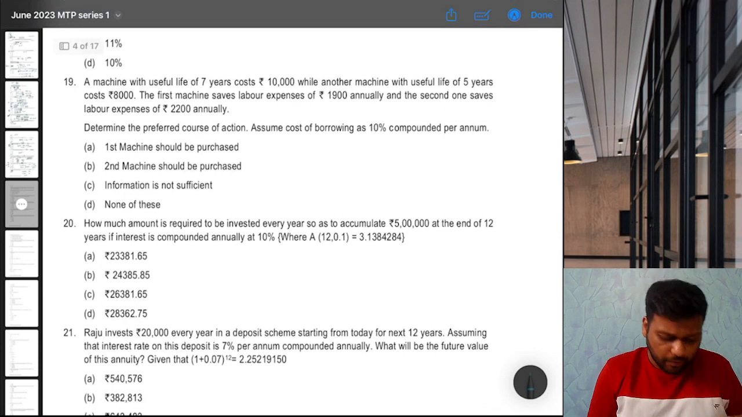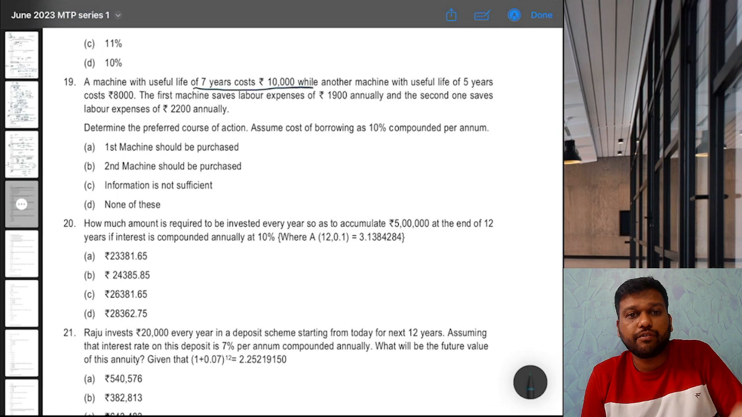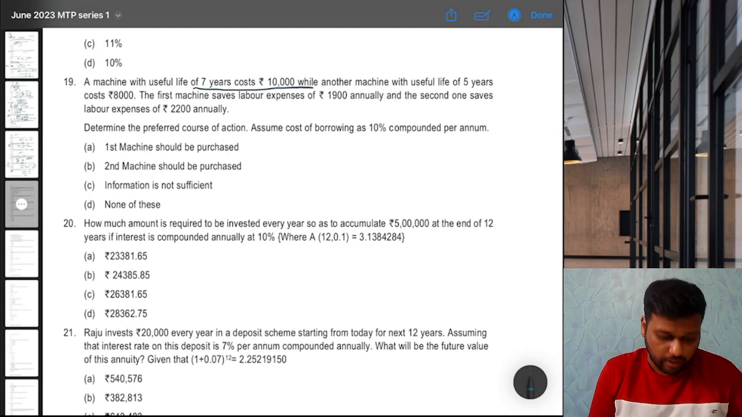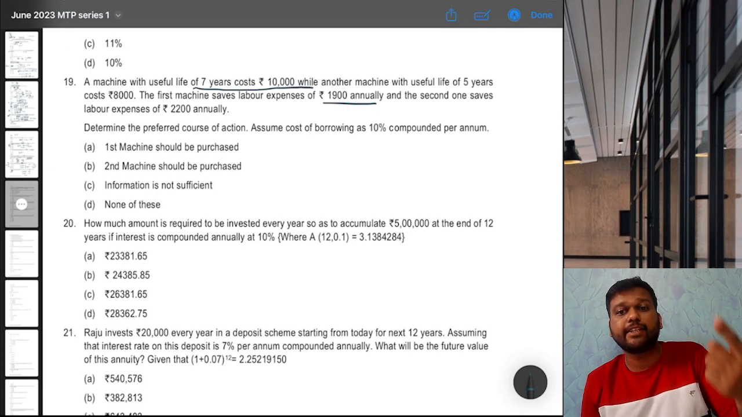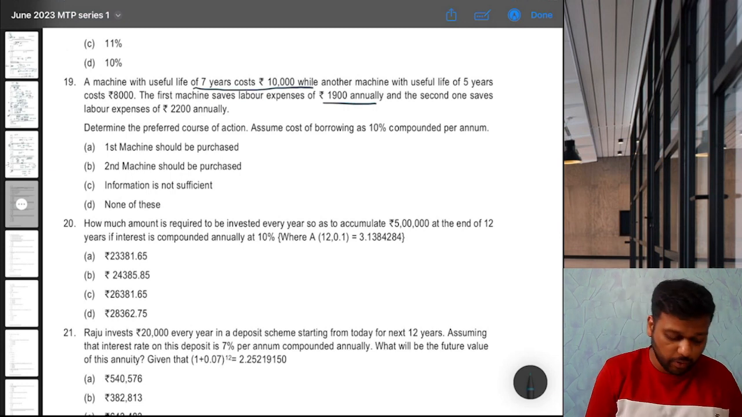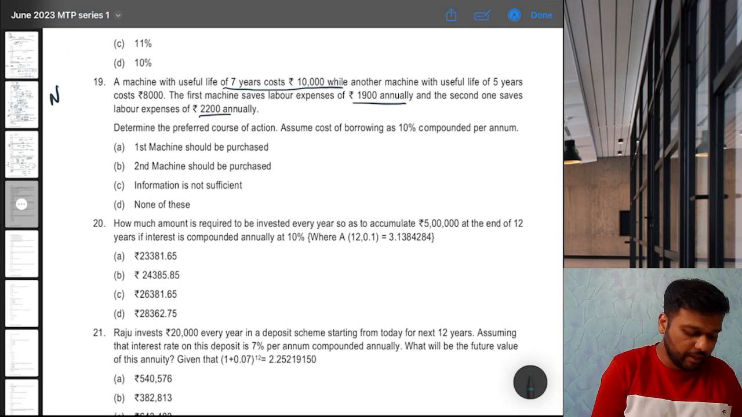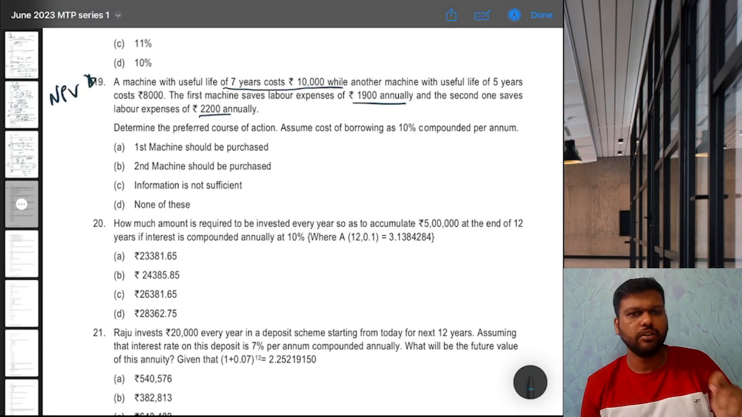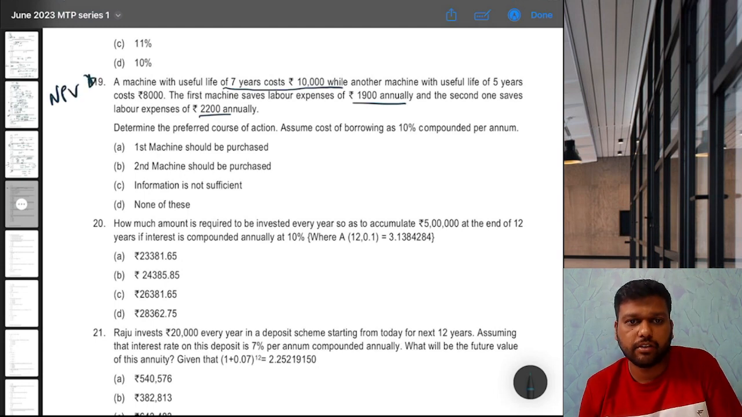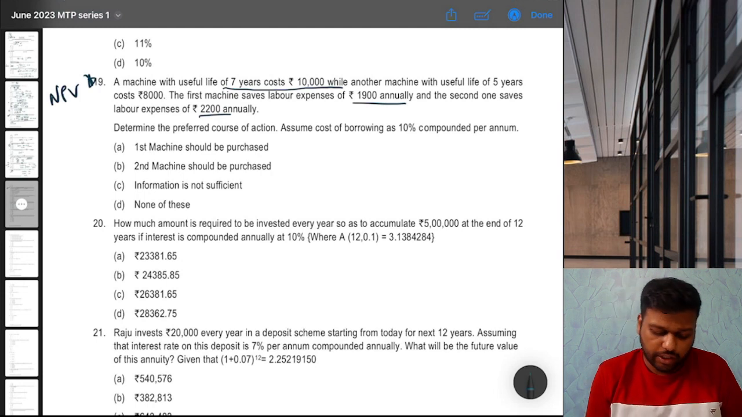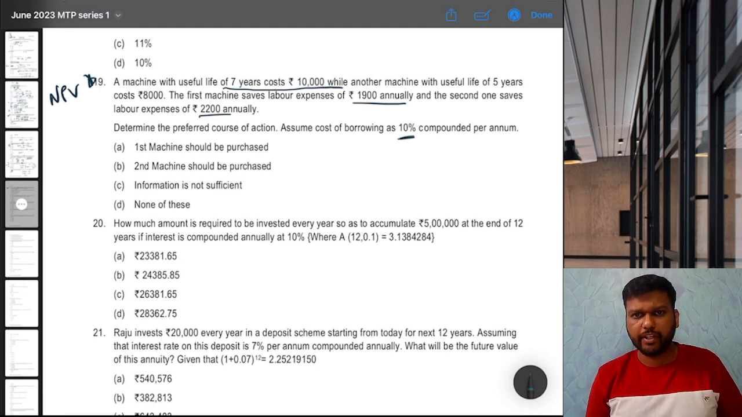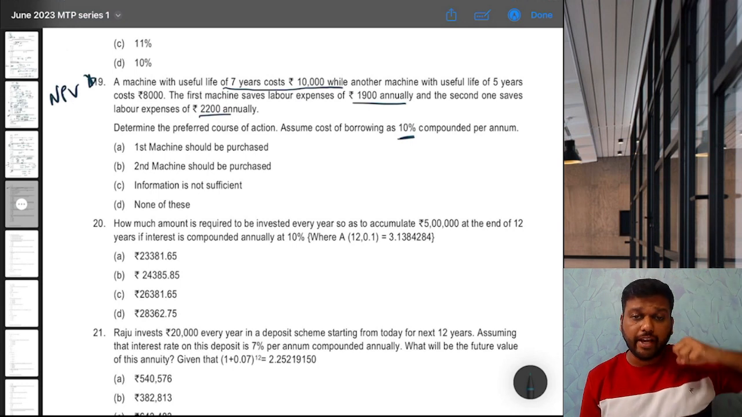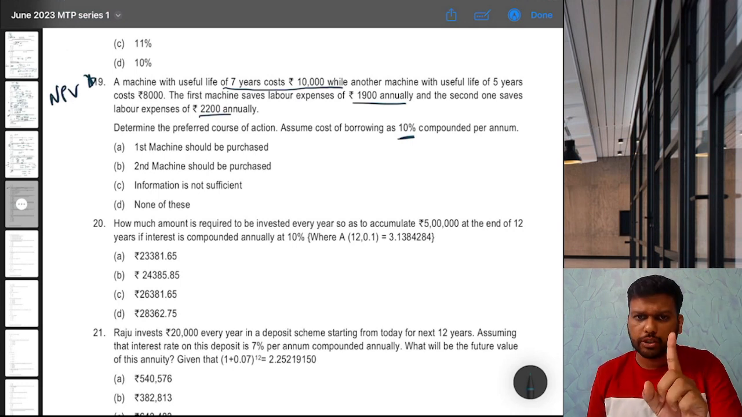Next, 19. A machine with a useful life of 7 years costs 10,000, while another machine with a useful life of 5 years costs 8,000. The first machine saves labor expenses of 1900 annually, and the second machine saves labor expenses of 2200 annually. This is a question of NPV. Good question. Determine the preferred course of action, that is, which machine should be purchased. Assume 10% as the interest rate. What is NPV? For NPV, you have to find the present value of everything. Everything.